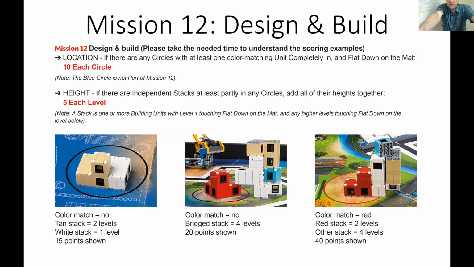I was just about to say, wait a minute, the only blue circle I know of on the map is the one for the crane. But no, you don't get 10 points for this because the blue circle is not part of this mission. But putting those 3 units out there, you get 10 points for each circle. Then we get height.